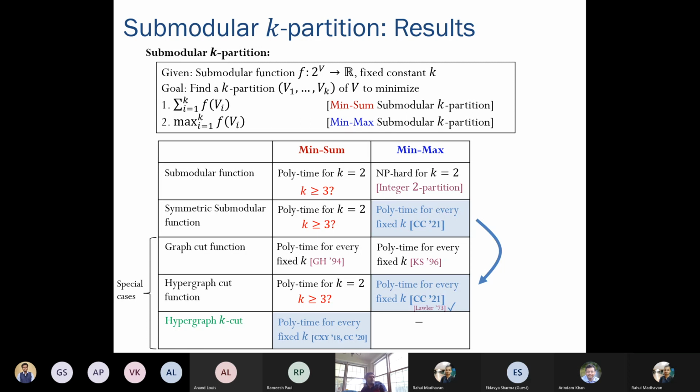Right, so these are the results that we have currently. Note that this is counterintuitive to what has happened in the literature. We know that min-max symmetric submodular K partition is polytime for every fixed K, but we still do not know if min-sum symmetric submodular K partition is polytime for every fixed constant K. This is sort of a strange situation compared to most problems in the literature when you compare min-sum versus min-max.